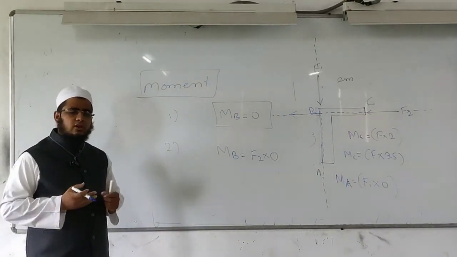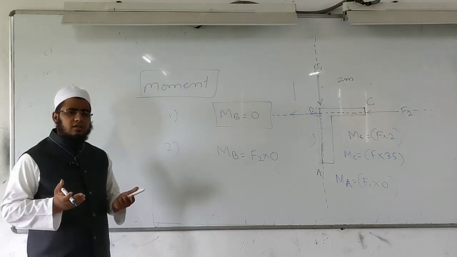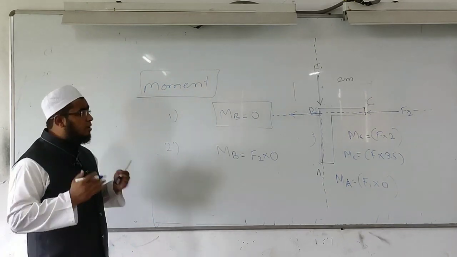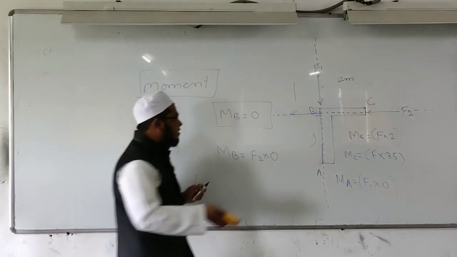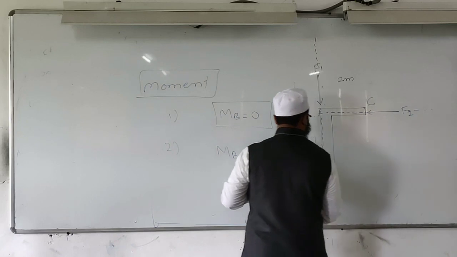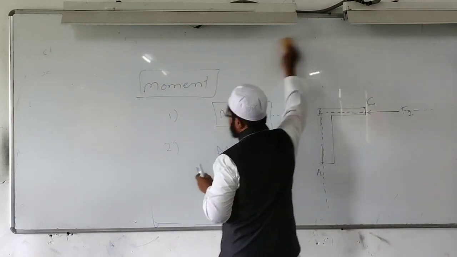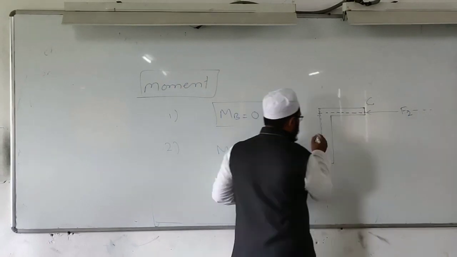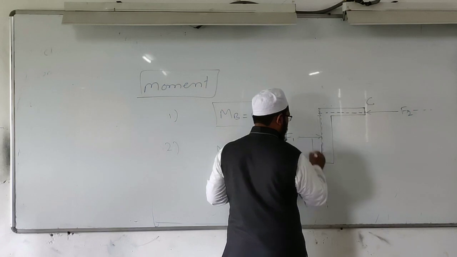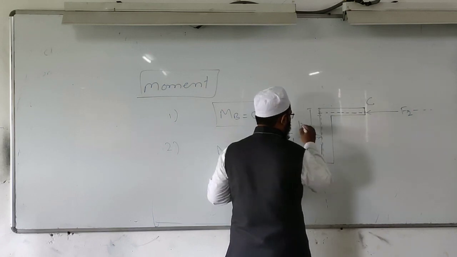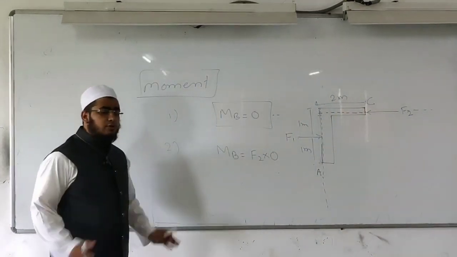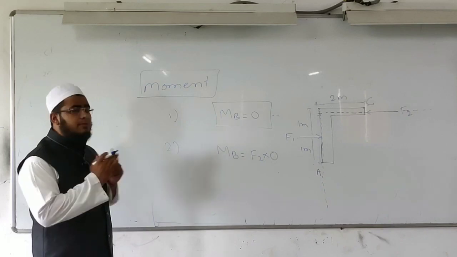the object will rotate either anti-clockwise or clockwise. These two are the possibilities. Whenever a number of forces are acting, for example, let us consider the same bracket, with force F1 at a distance of 1 meter and this distance of 2 meter. Whenever a number of forces are acting, we have to find the algebraic sum of the moments.